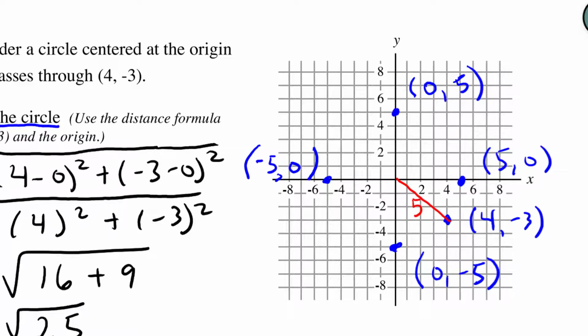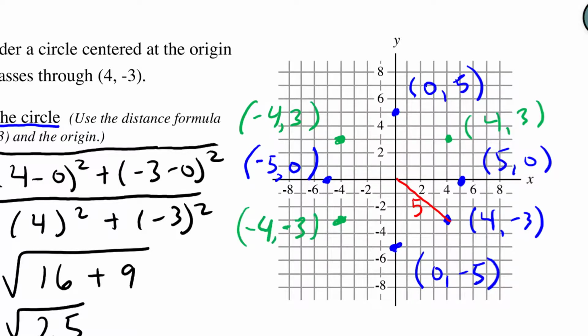Well, the wonderful thing about a circle is that there's tons of symmetry. For example, using our point 4, -3, if we go straight up from there across the x-axis, we get the point 4, +3. And from here, if we come straight across the y-axis to -4, +3, we have another point on the circle. And straight down from there across the x-axis is -4, -3.